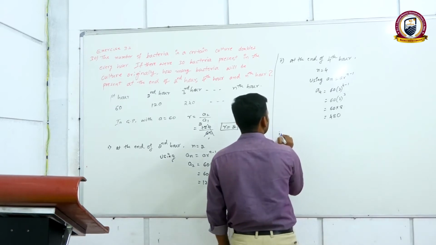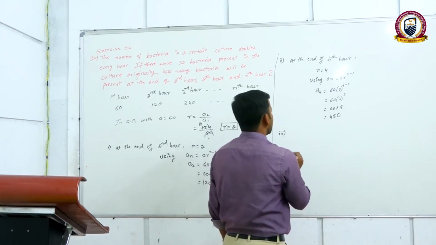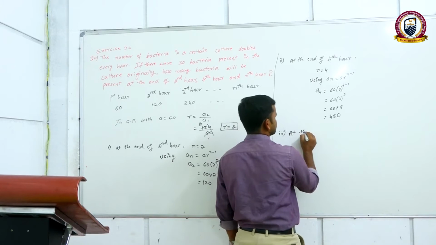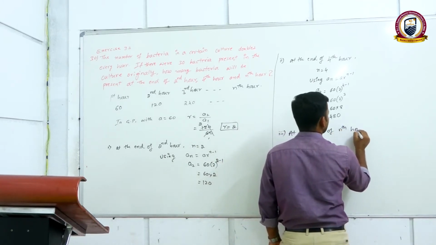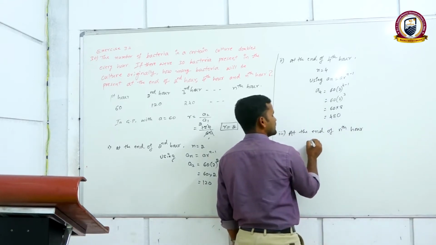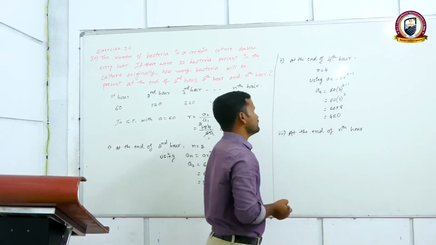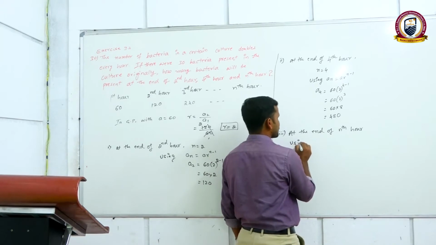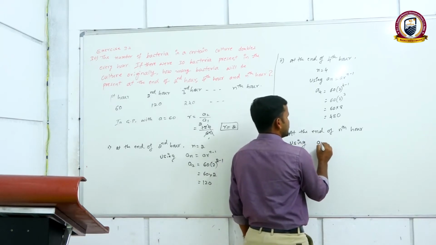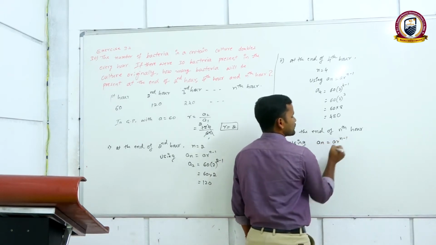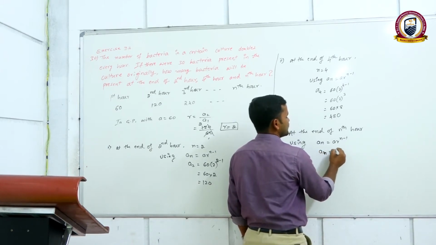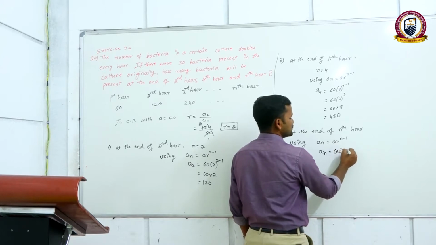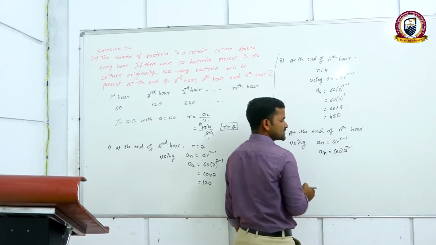Okay. Now coming to the third one. At the end of nth hour, here n is equal to n only. Therefore, using the formula, An is equal to A into R to the power of n minus 1. n will be n only here. A is 60 into 2 to the power of n minus 1.